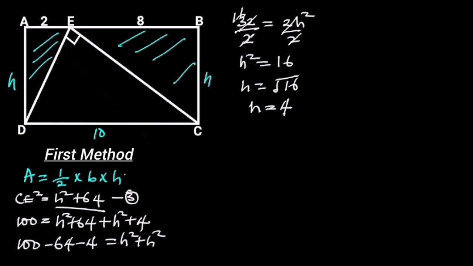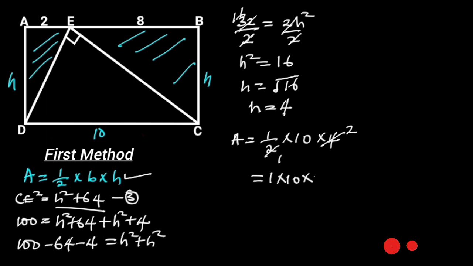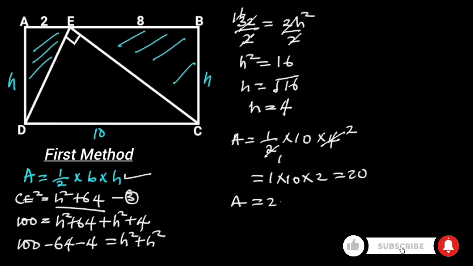Now we know the value of the height, let's go ahead and find the area of the triangle. It follows that area of triangle CDE is equal to 1 over 2 times 10 times 4. 4 divided by 2 is 2. And we are left with 1 times 10 times 2, which is equal to 20. Hence, the area of the triangle is equal to 20 square units.